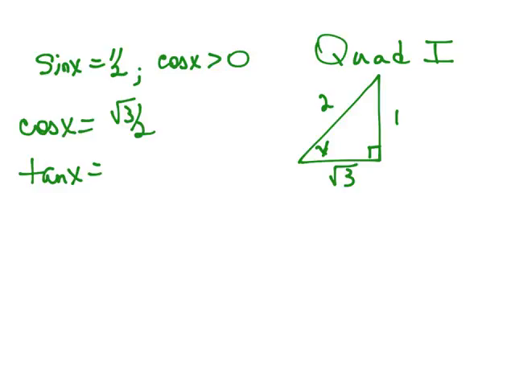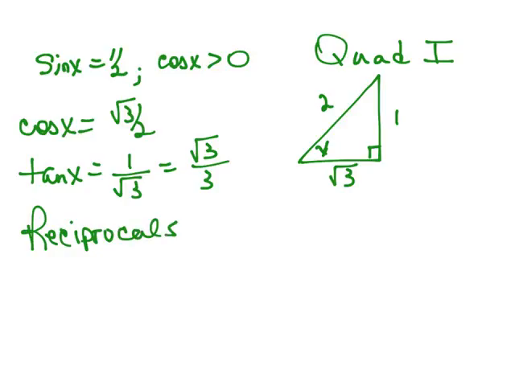Tangent is equal to opposite over adjacent, so that's 1 over the square root of 3, which when rationalized is the square root of 3 over 3. And now I can find the reciprocal functions. My cosecant is the reciprocal of sine, so it's going to be the reciprocal of 1/2, which is 2.